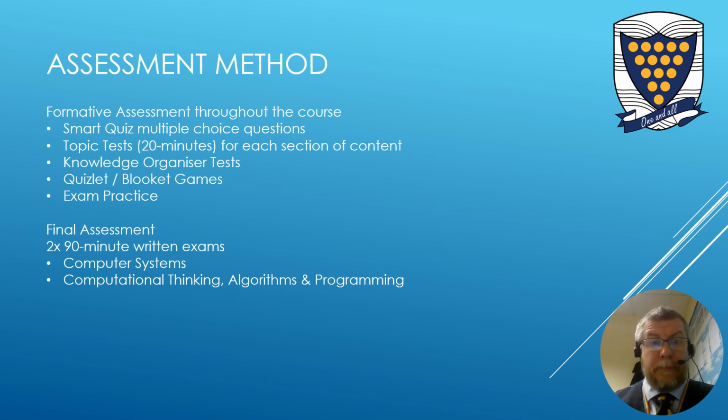In terms of how we assess the course, at the end of the course there are two 90-minute written exams. That's pretty standard for most of your GCSEs, and each exam is worth 50% of your final grade. The first exam paper is called Computer Systems, where you look at computer architecture, how the CPUs are built, how the performance of CPUs, different computers can vary.